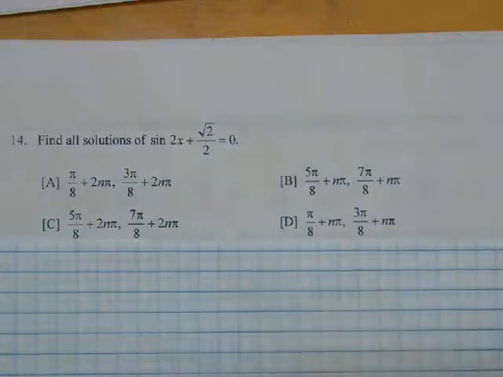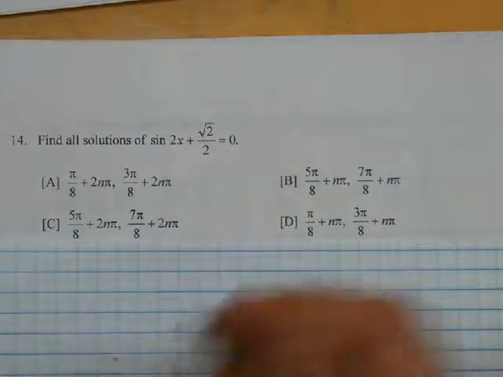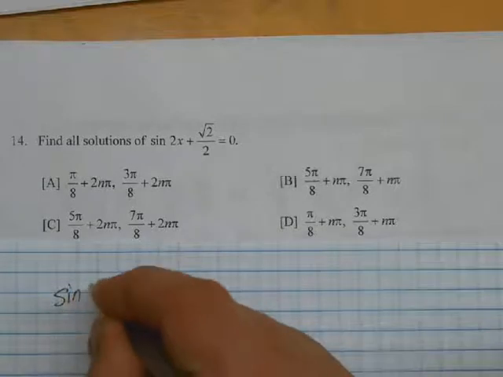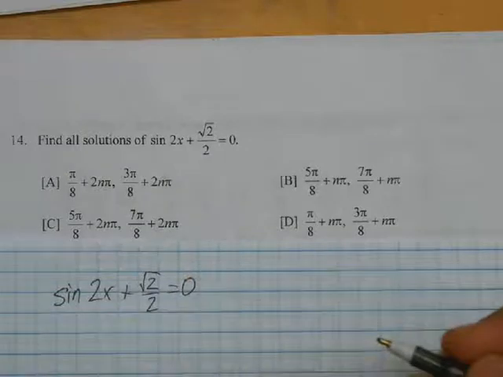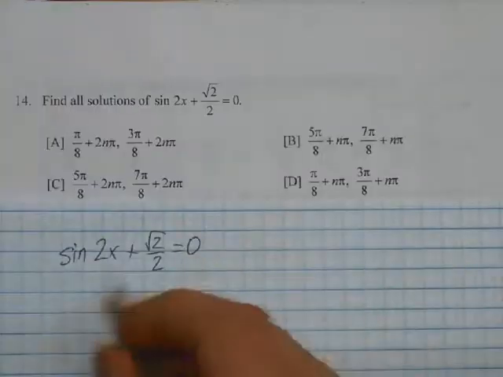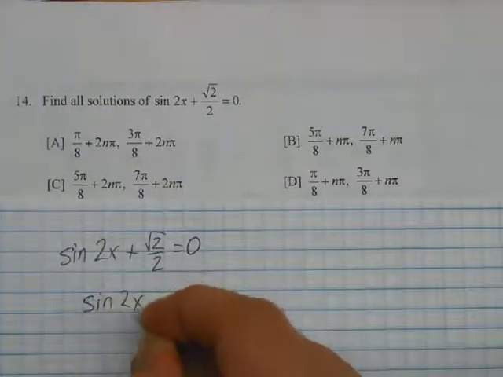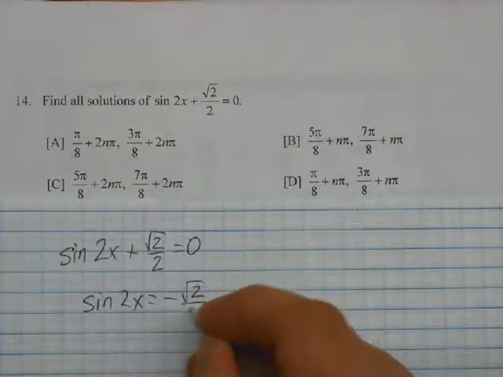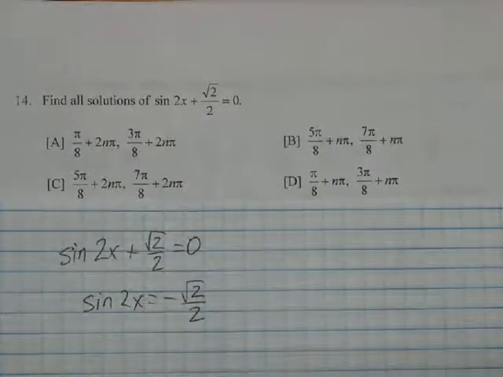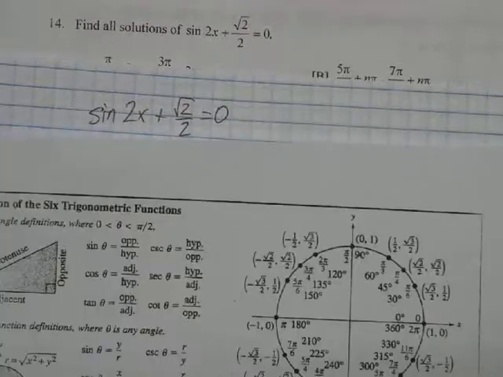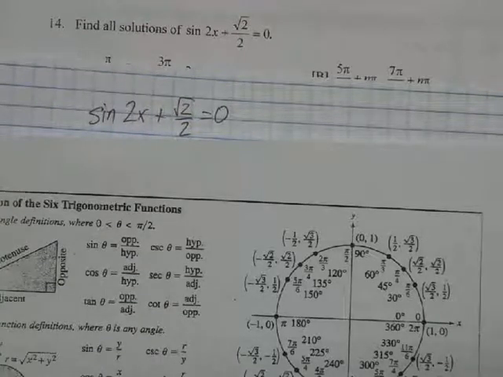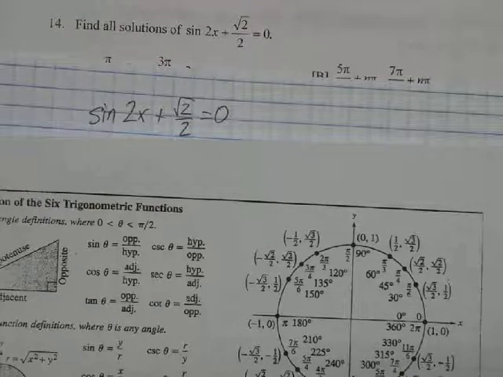Okay, so here it says find all the solutions. That's the problem I was thinking of when I mentioned this before. So we'll get the sine function by itself by subtracting radical 2 over 2. So when on the unit circle is sine equal to negative radical 2 over 2? So looking at it, we see at 5 pi over 4 and 7 pi over 4.